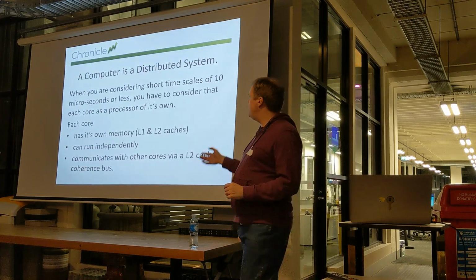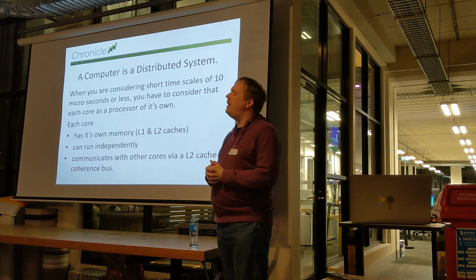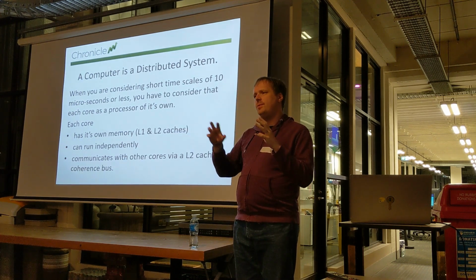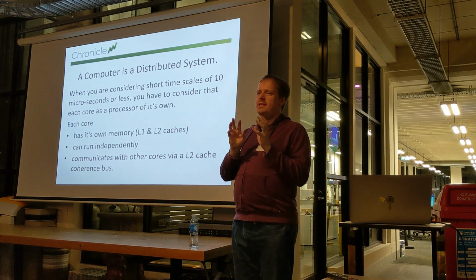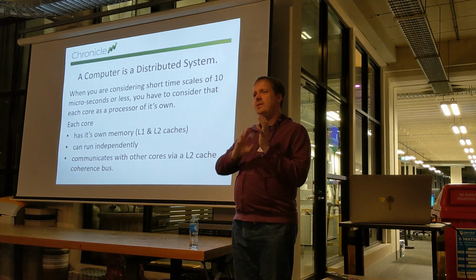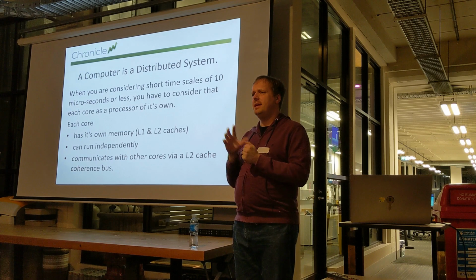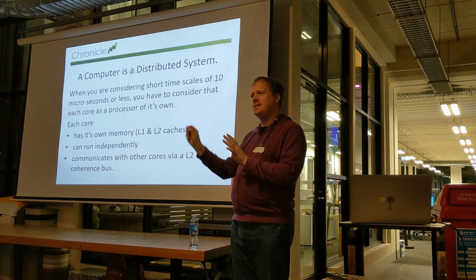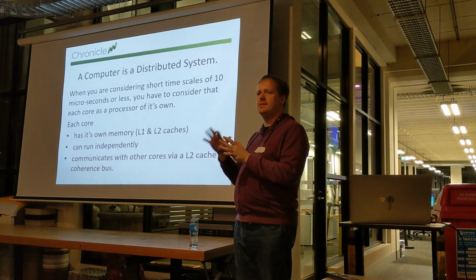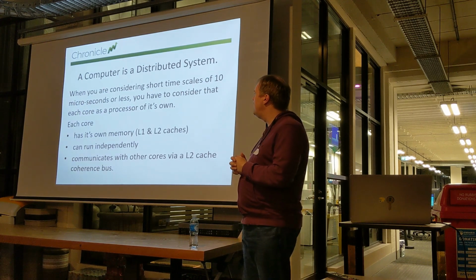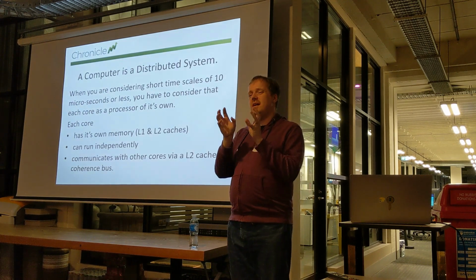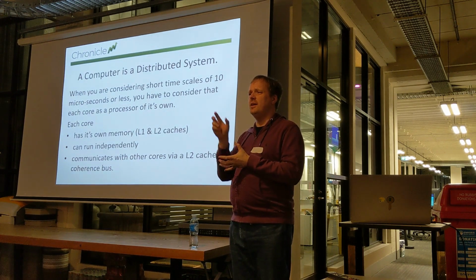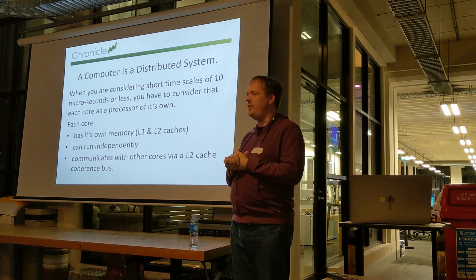So when it comes to how to look at your CPU, when you've got multiple threads, in reality they're running concurrently. They're communicating via the L2 cache coherency bus. That's their mechanism for sending messages and data and synchronizing information between them. So one way of thinking of these is actually as a collection of individual processes communicating over a network.